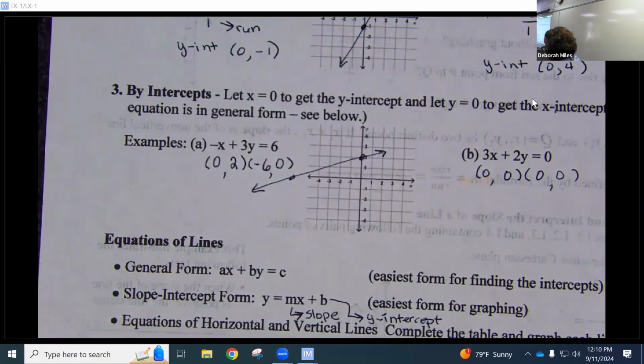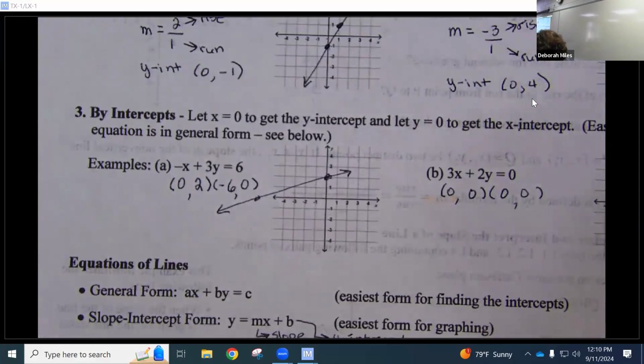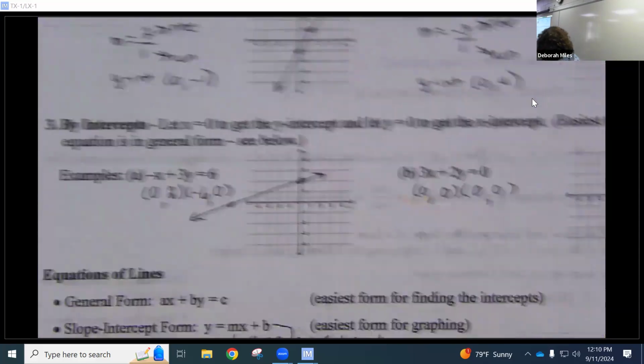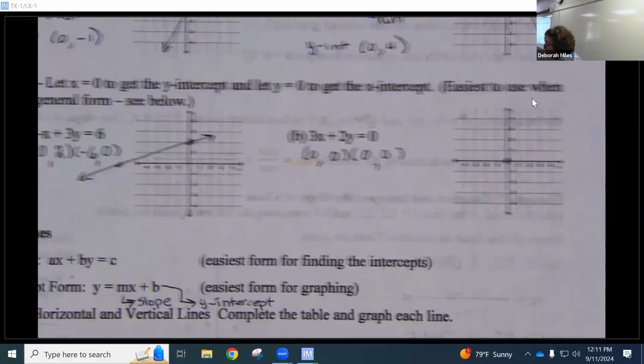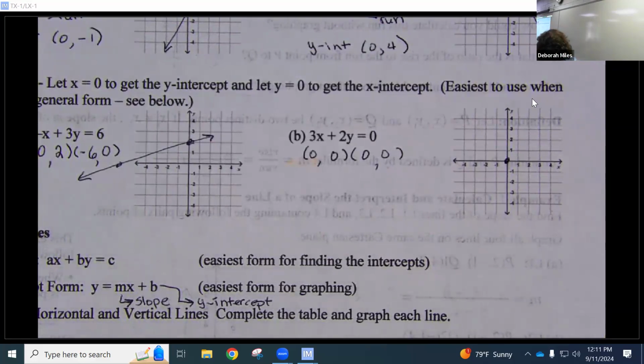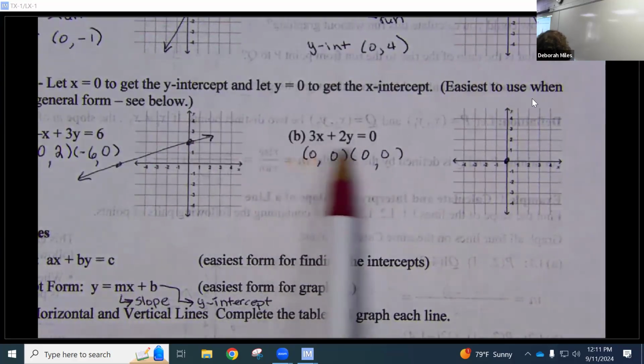That's only 1 point. I can't just graph the point 0, 0 twice and then put a line through it. I have to have another point. How would I get another point? If I gotta have another point, what could I do?